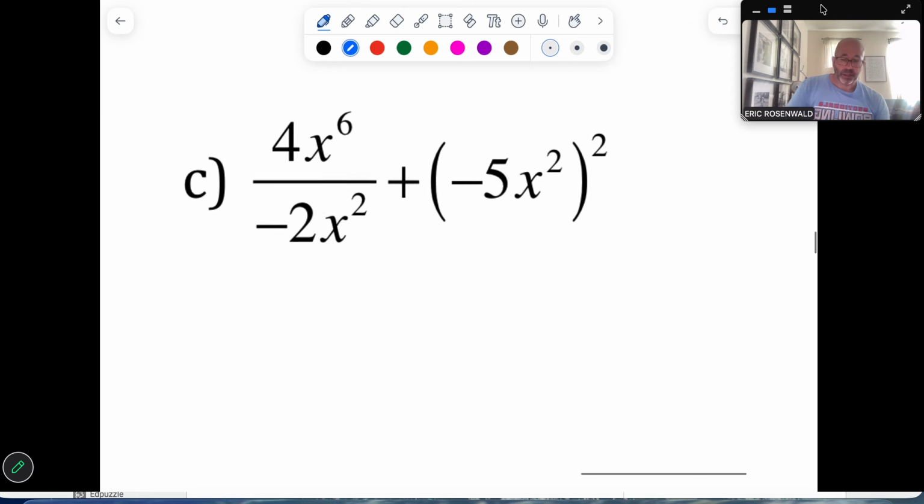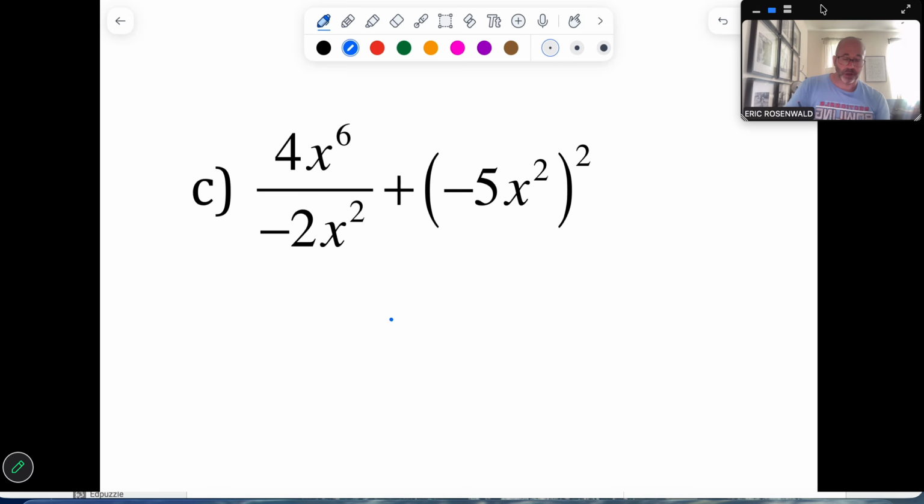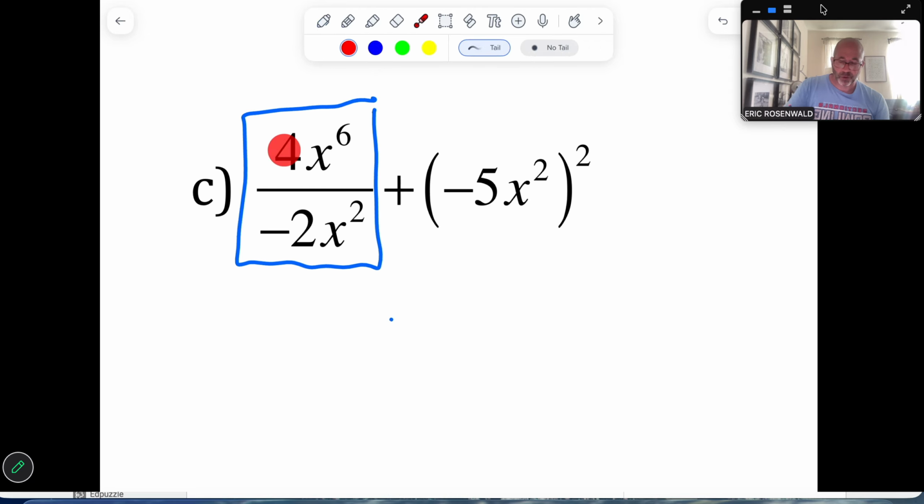Okay, take this one right here. We're going to treat these like separate problems until we can combine them. So let's deal with this part first. Let's deal with the 4 over negative 2. That right there is going to equal negative 2.